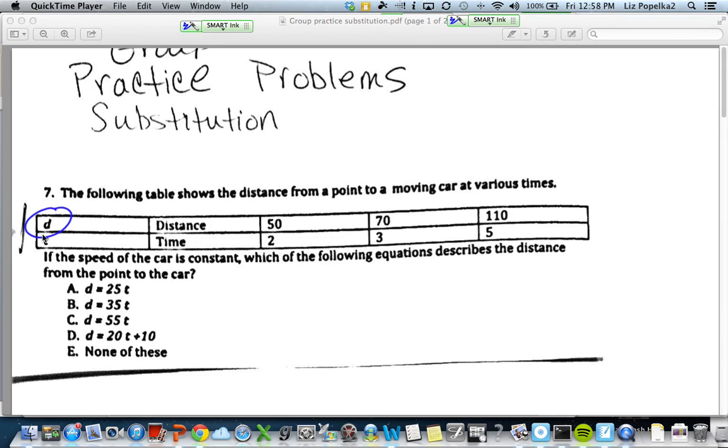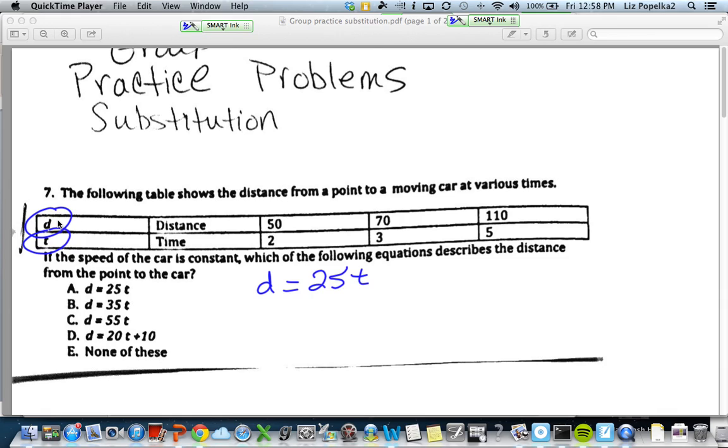So D stands for distance, T stands for time. If the speed is constant, which of the following equations describes the distance from the point to the car? So in other words, if A is correct, that means your distance is going to be equal to 25 times your time, because the 25 is sitting next to the T. That means for all of these numbers, T, time, if you multiply them by 25, you should get their respective distances, that is, D.